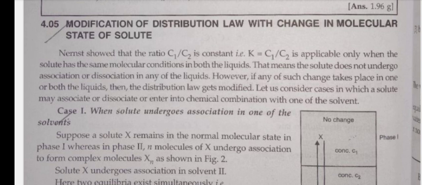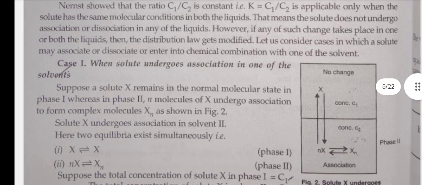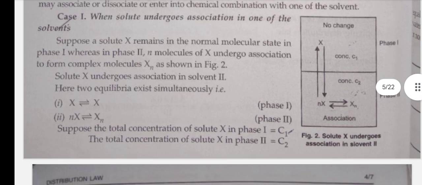Let us consider cases in which a solute may associate or dissociate or enter into chemical combination with one of the solvent. When the solute undergoes association in one of the solvents, suppose a solute X remains in the normal molecular state in phase 1 whereas in phase 2 n molecules of X undergo association to form complex molecules Xn. Solute X undergoes association in solvent 2, here two equilibria exist simultaneously.